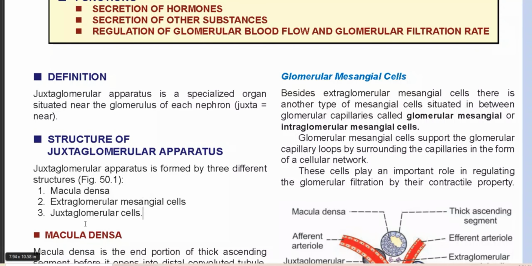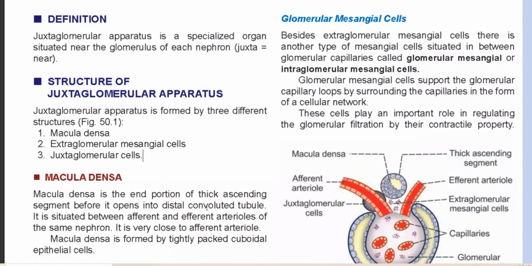So, macula densa: this is the end portion of the thick ascending segment before it opens into the distal convoluted tubule. So it is situated in between the afferent as well as the efferent arterioles. It is very close to the afferent arteriole, and macula densa is formed of tightly packed cuboidal epithelial cells. So this is the macula densa.